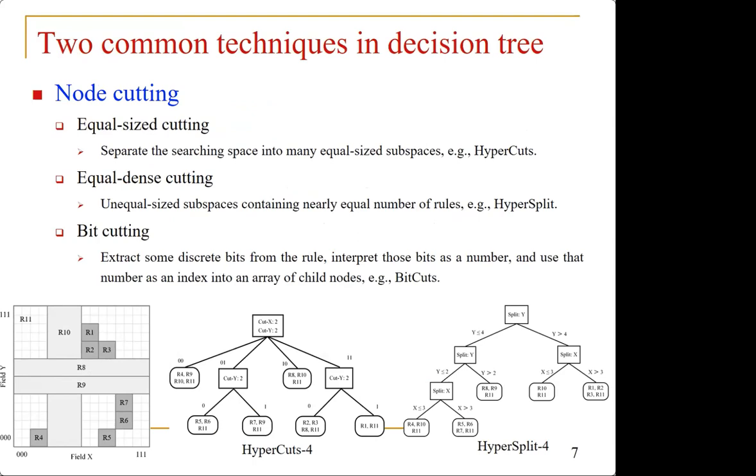According to the partition method of the search space, node cutting can be categorized into three major approaches: equal size cutting, equal dense cutting, and bit cutting. Equal size cutting separates the search space into many equal sized subspaces, such as HiCuts, while equal dense cutting separates the search space into many unequal sized subspaces containing nearly equal numbers of rules, such as HyperSplit. The idea of bit cutting is to extract some discrete bits from the rule, interpret these bits as a number, and use that number as an index into an array of child nodes, such as BitCuts. The figure shows the decision tree built by HiCuts and HyperSplit.